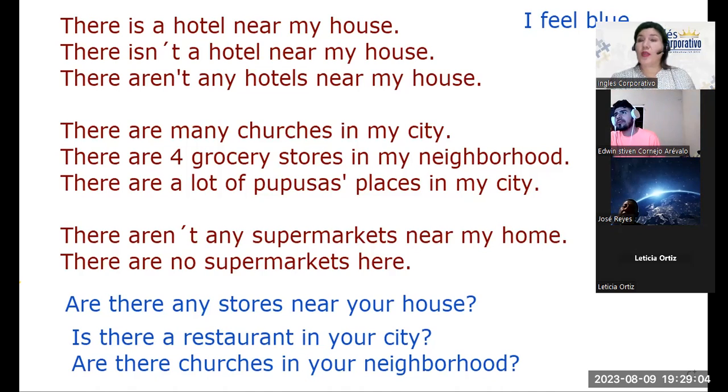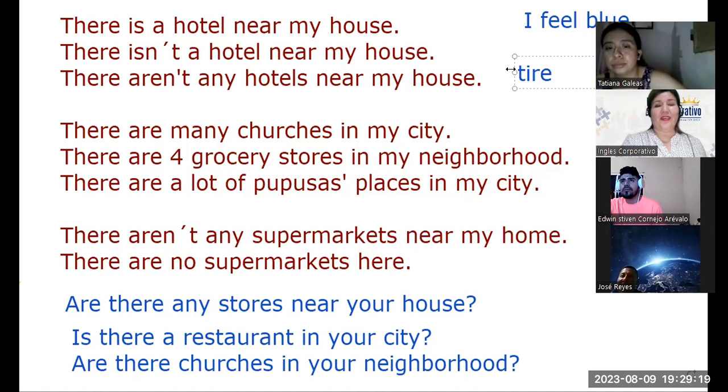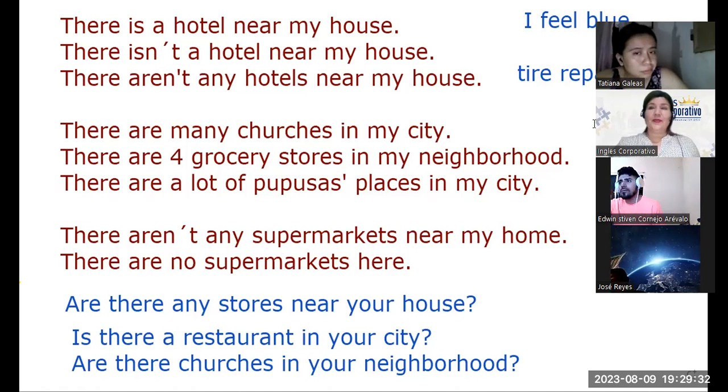Teacher, how do you say "llantería"? Ah, tire repair shop. Tire. Fire? No, not fire, because that means fuego. Tire. Repair. Shop. Okay. Tire repair shop.